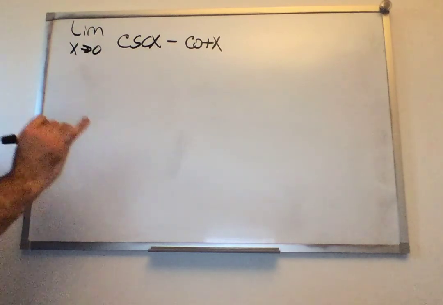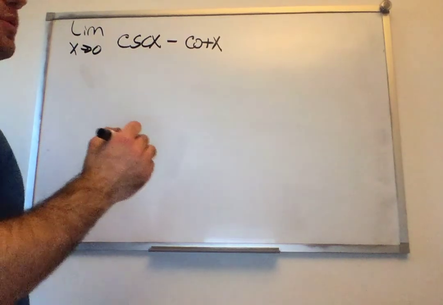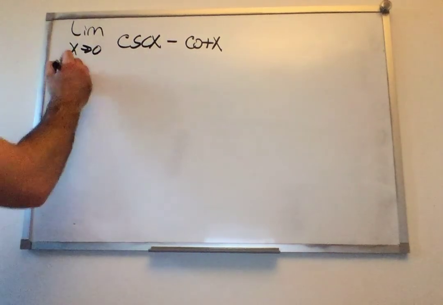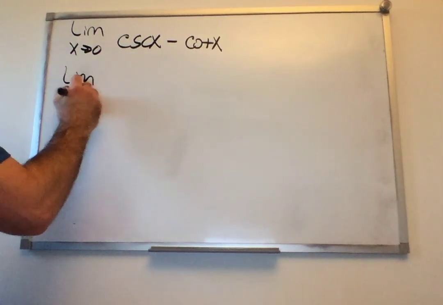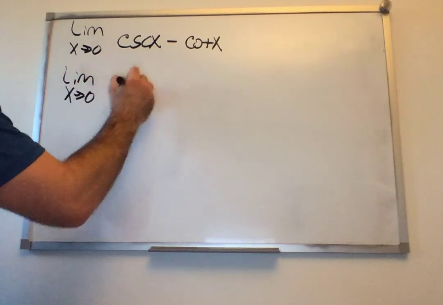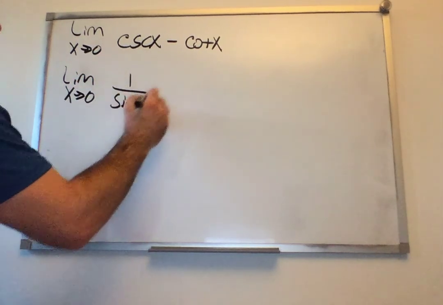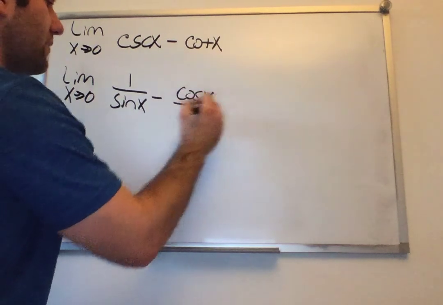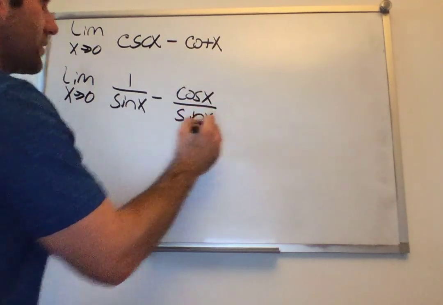It may be a little bit easier to evaluate this limit if we wrote it in sines and cosines. We're going to have to do that anyways to simplify it. So limit as x goes to 0 of 1 over sine of x minus cotangent, which is cosine x divided by sine x.